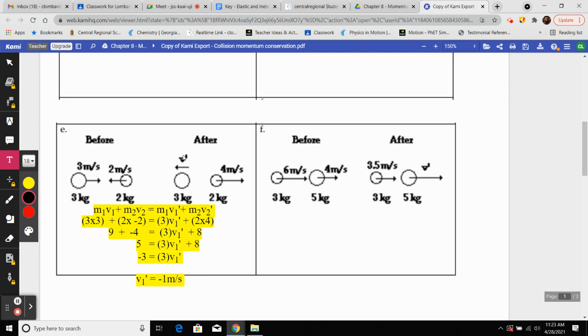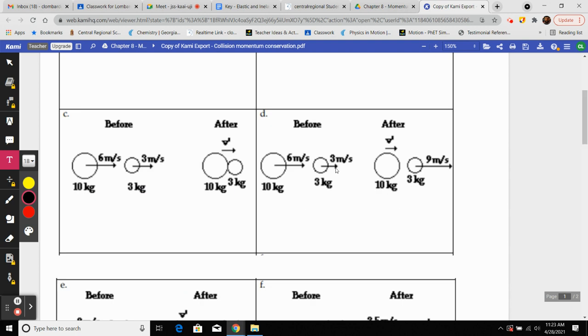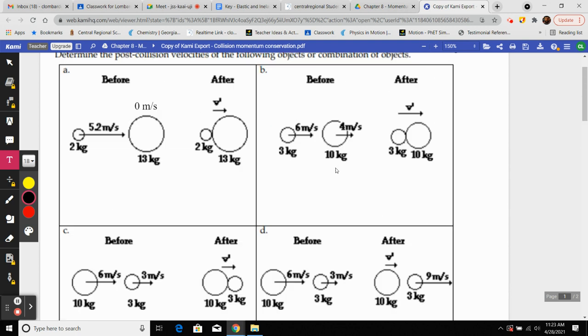If we put the negative 1 here, negative 1 times 3 is negative 3 plus 8. Add that up, that's 5. Then you have 9 over here plus a negative 4. That's 5. 5 and 5, bang, bang, boom. There are no other ones here where we have any negative velocities. There are no other arrows being drawn to the left.